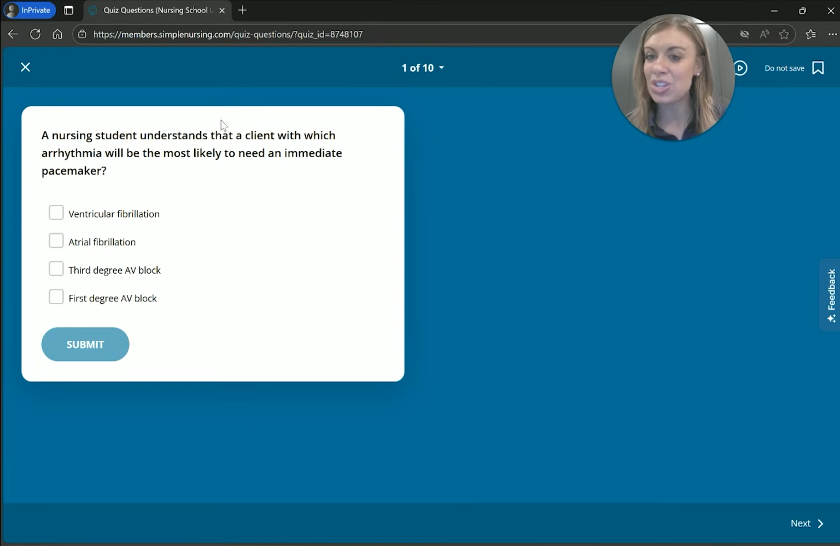Here it says, a nursing student understands that a client with which arrhythmia will most likely need an immediate pacemaker. Okay, so I see that there are two things that are kind of opposites. I see V-Fib, A-Fib, and then third degree heart block and first degree heart block. Usually when there are two opposites, it's probably one of them.